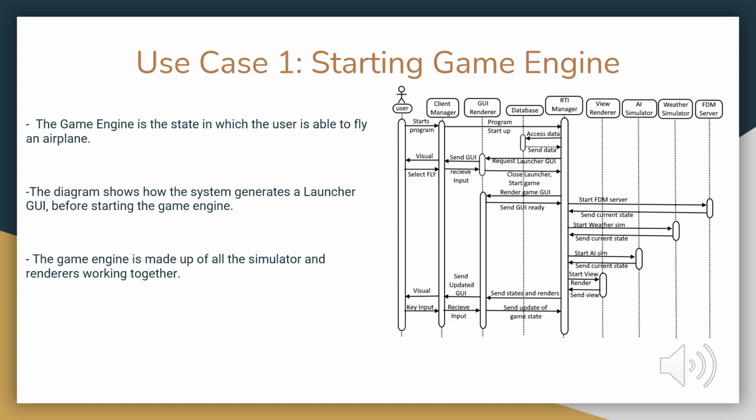So the dependency diagram. The diagram here shows how the system generates a launcher or launcher GUI before starting the game engine. And the game engine is made up of all the simulators and renders working together. So you've got the client manager, the GUI render, the database, the RTI manager, the view render, AI simulator, weather, and etc. We can see in the diagram how, when the user starts the program, it goes to the client manager, and then from the client manager all the way to the RTI manager, and so on. It shows how it goes back and forth until it makes sure that the game engine starts.